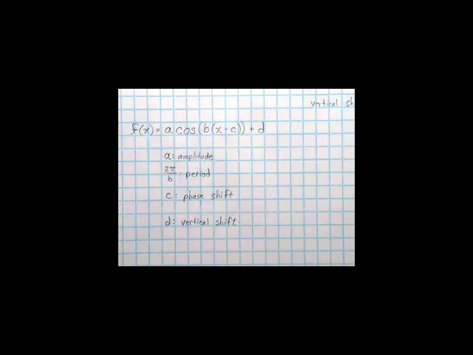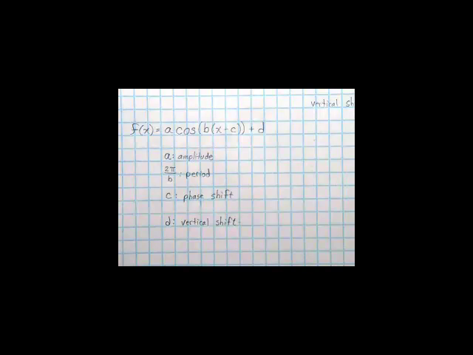2 pi divided by b, right? If b was 2, the new period is 2 pi divided by 2, which is pi. Okay, what if b was 1/2? Stretch, right? What's the new period? 4 pi. 2 pi divided by 1/2, new period, 4 pi. So it's not a direct, hey, b is the period. It's 2 pi divided by whatever that number is for b.